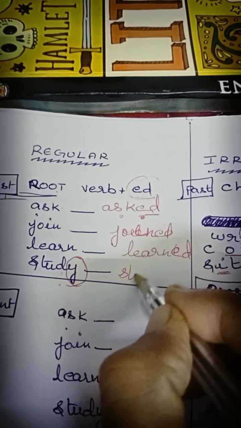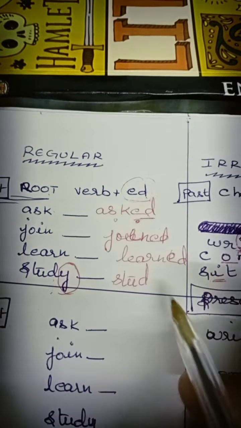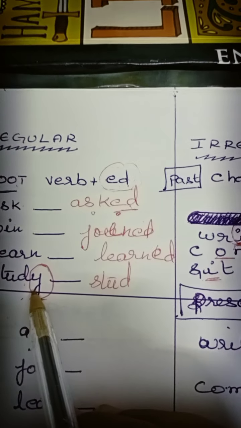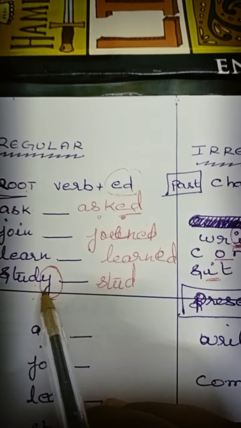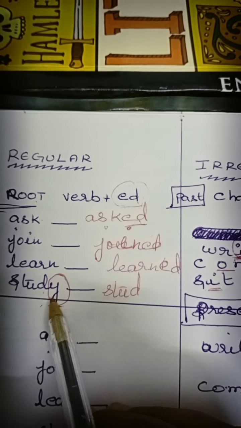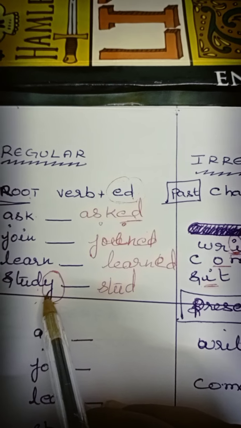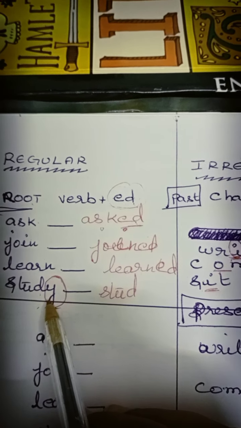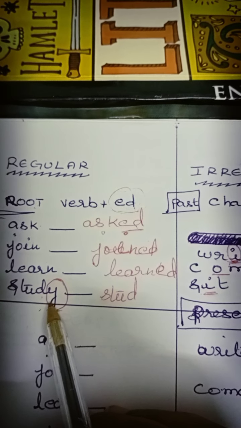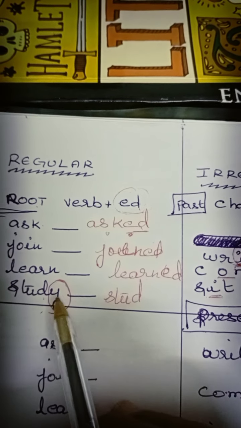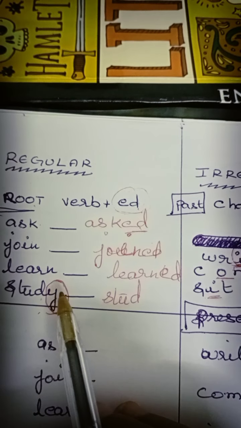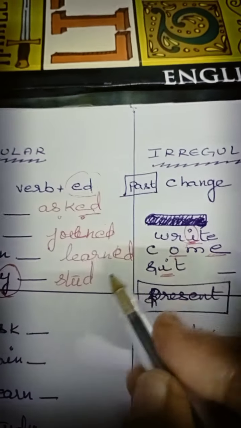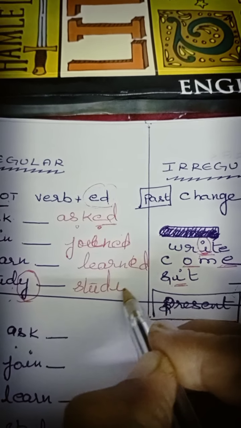S, T, U, D and then Y. Pronounce Y, children. When we say Y, it is a consonant letter, but the pronunciation is what? Something vowel-like, like I. So this becomes a semi-vowel. So for such words, when a verb ends with Y, I should add I, E, D.